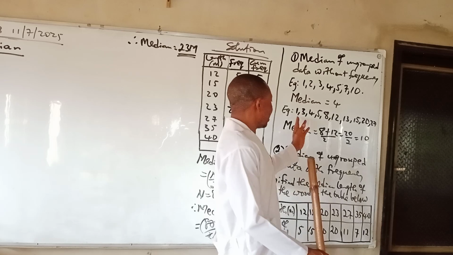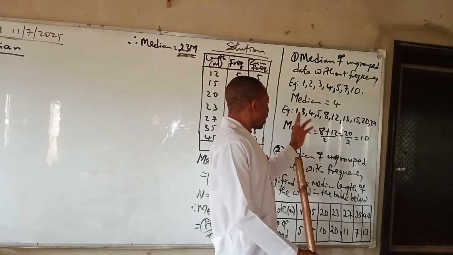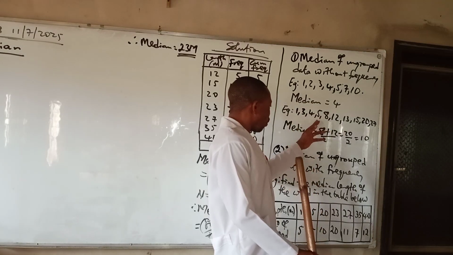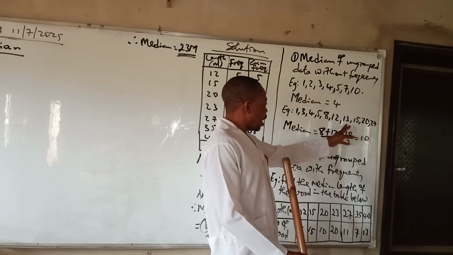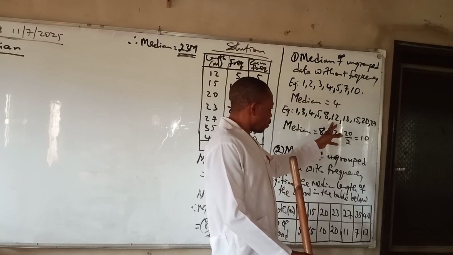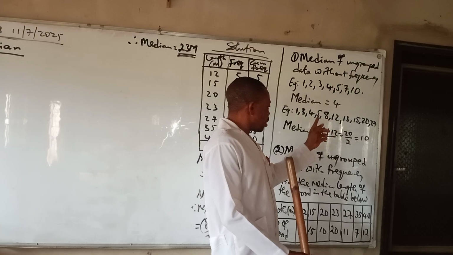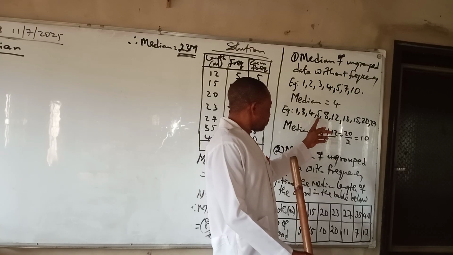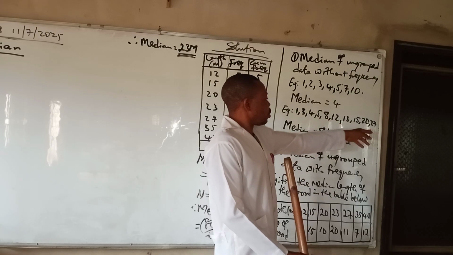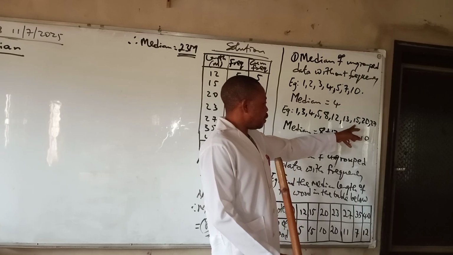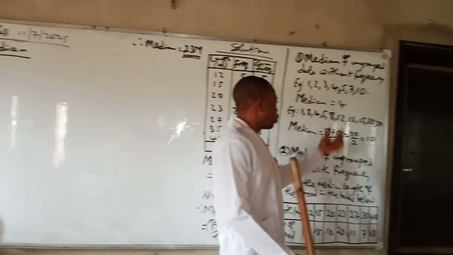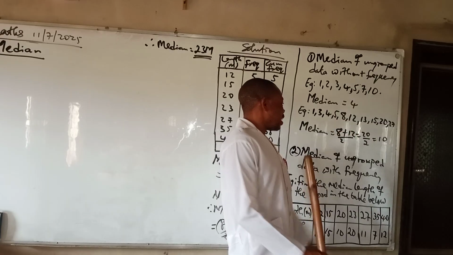Good. In this one now, we see 1, 3, 4, 5, then 8 and 12 are at the middle, because from here to here we have 4 numbers, and from here to here we have 4 numbers. That is 13, 15, 20, 27. So 8 and 12 are at the middle.